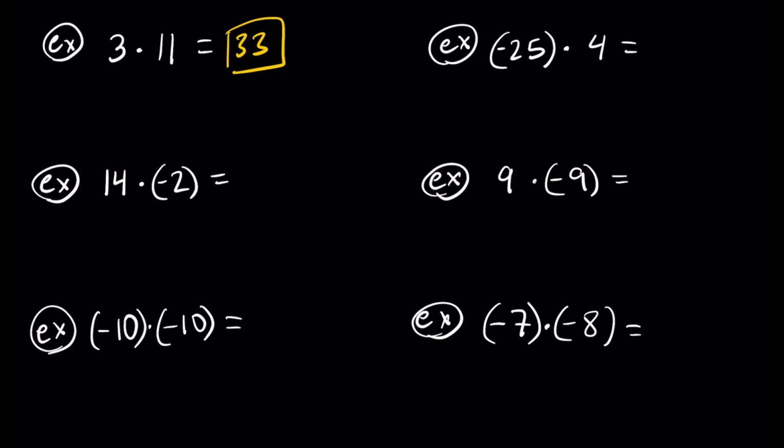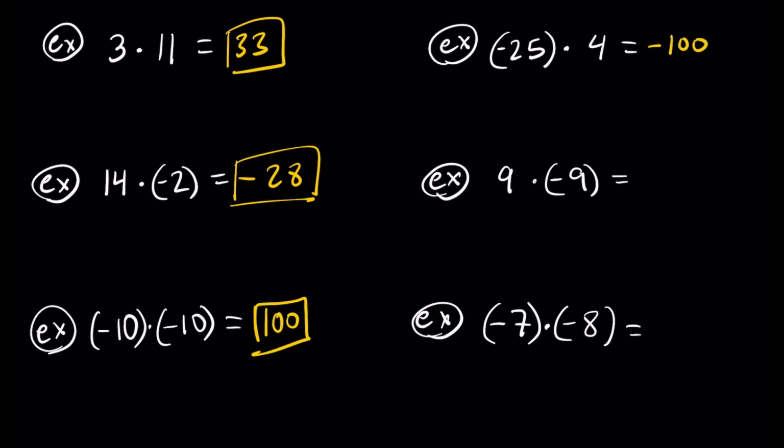Down here, 14 times negative 2. A positive times a negative is a negative. And then we just do our regular multiplication. 14 times 2 is 28, so negative 28. Negative 10 times negative 10. A negative times a negative is a positive. 10 times 10 is 100, so we get positive 100. Negative 25 times 4 is going to give us a negative. And 25 times 4 is also 100, so negative 100.